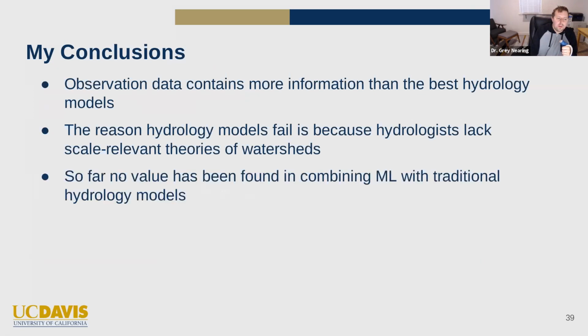So I'm aware of a ton of studies published in hydrology literature that claim to have found value in hybrid machine learning plus physics-based modeling. I will say that I've read, I think, all of those papers. We have a real problem in hydrology of people that don't understand what they're doing, publishing machine learning studies.